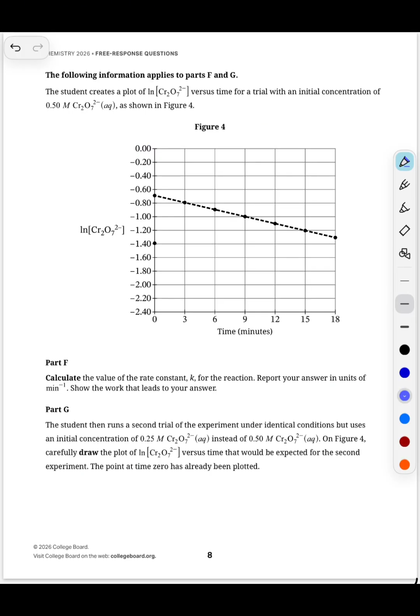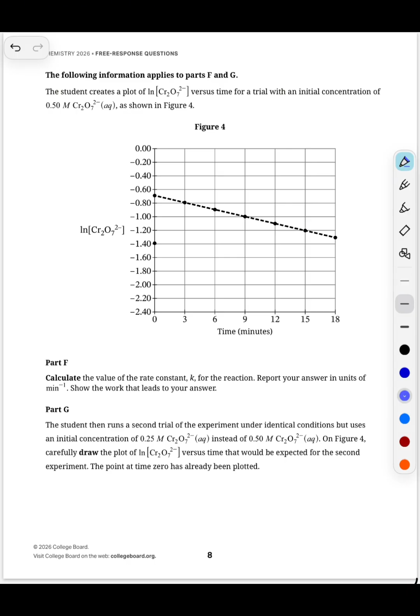We flip to the next page, and it gives us a new figure. They tell us that we have the natural log of the molarity over time now. So part F, they say calculate the value of the rate constant, K, for the reaction. Now, they don't tell us that we have to use this graph. On the equation sheet, there is an equation where you can solve for K, assuming you know the half-life duration. But we know that K is also just the slope of the graph. So if we calculate the slope based on the plotted points, that should be our K value. Then it says report your answer in units of 1/minutes, and show your work that leads to your answer.